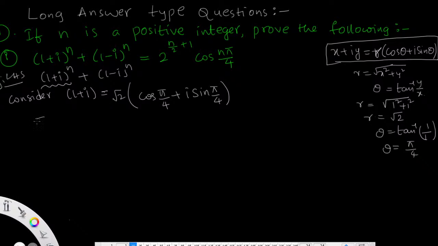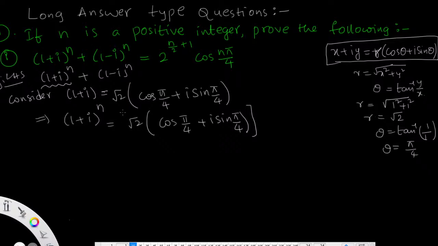Next, the power is given: 1 plus i whole to the power of n. That is why we write root 2 into cos pi by 4 plus i sin pi by 4, the whole thing raised to the power n.